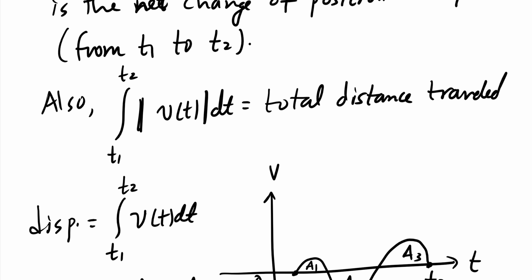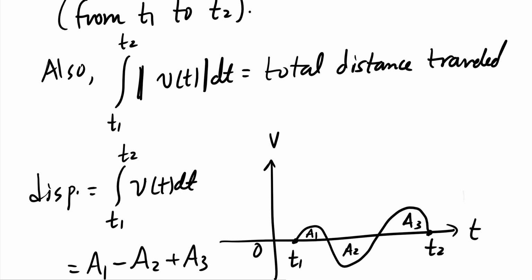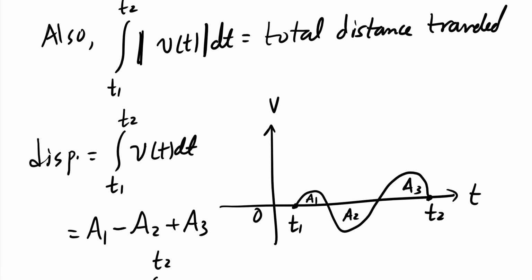If we look at a quick figure on the right side, we have the t-axis and the v-axis, the time versus velocity.